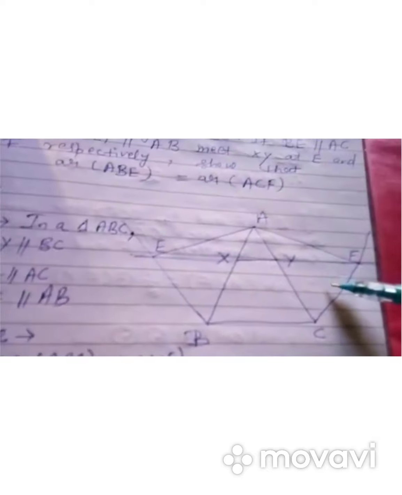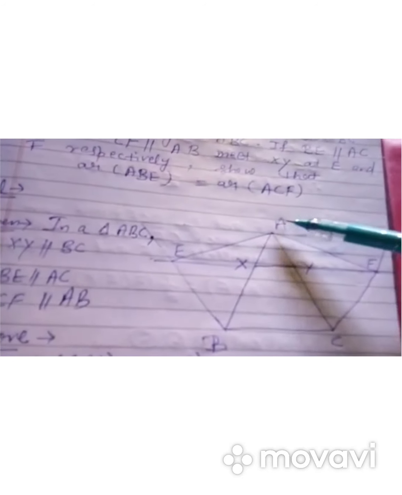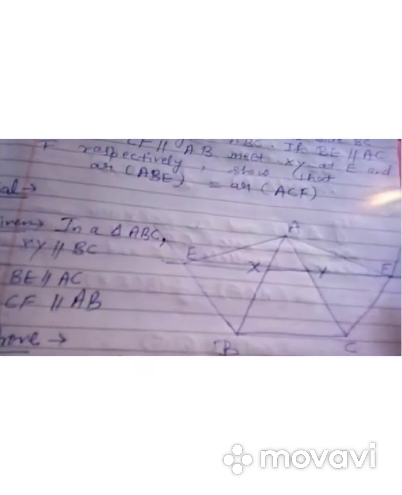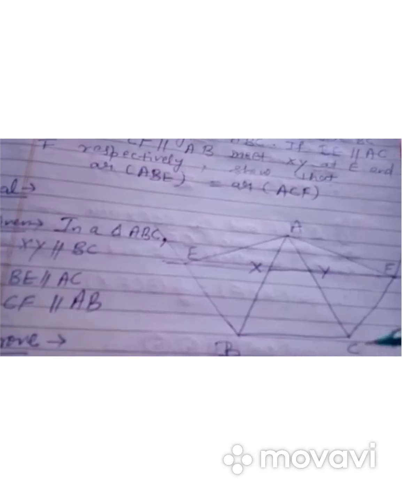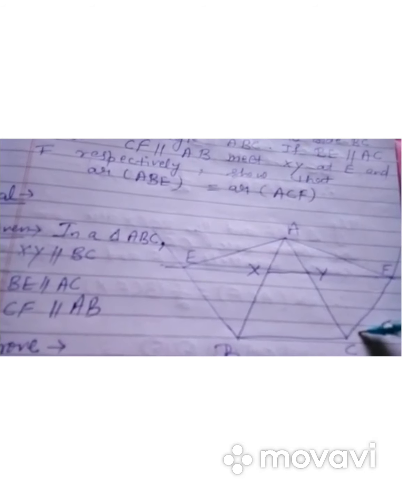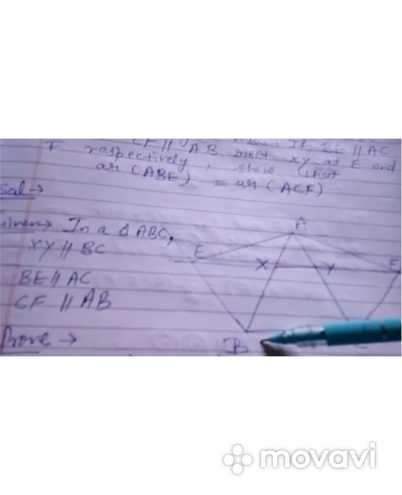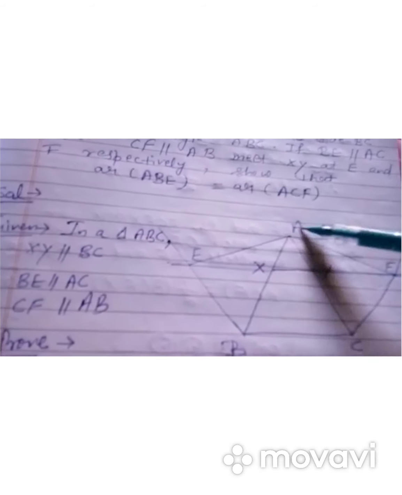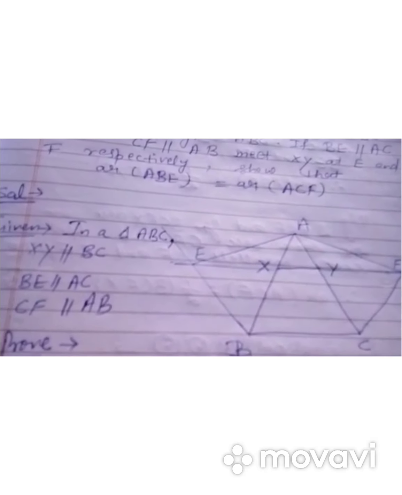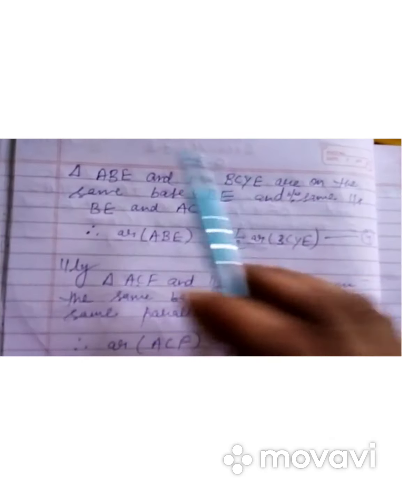Similarly, if we take triangle AFC and parallelogram BCFX, they are on the same base CF and between the same parallels CF and AB. So area of triangle AFC is equal to half of the area of parallelogram BCFX. This is written here as equation 4 and equation 5.